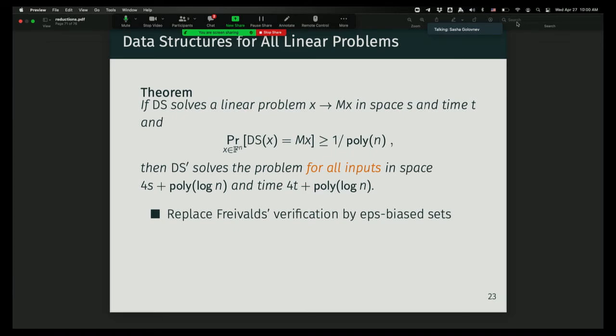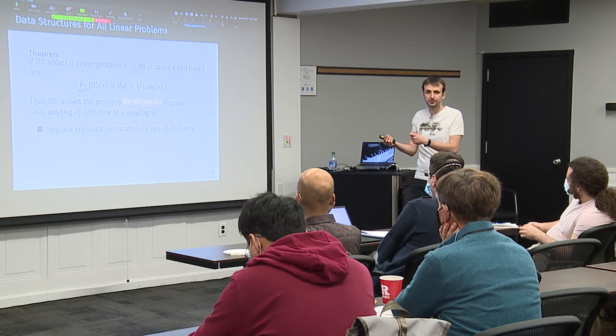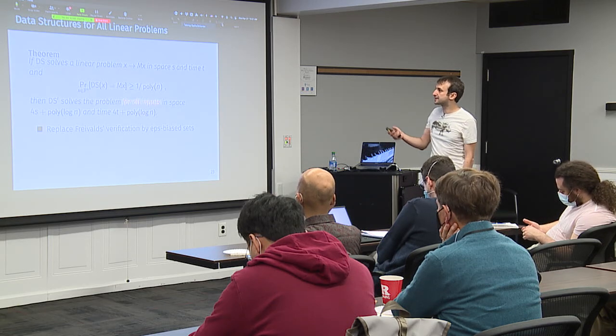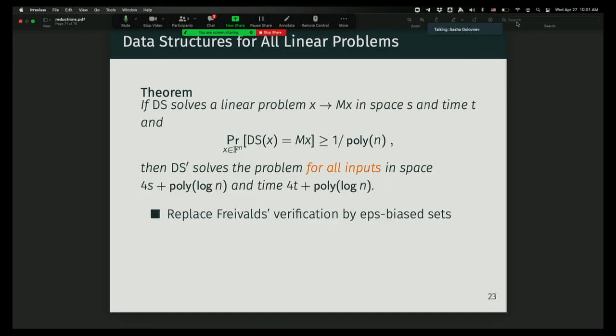So previously for matrix multiplication we have an efficient verification procedure, Freivalds' algorithm. We don't have efficient verification for all linear problems. But it turns out in the setting of static data structures you can use the power of preprocessing plus some epsilon-biased sets to imitate efficient verification too.